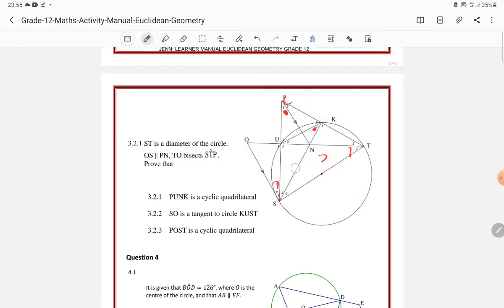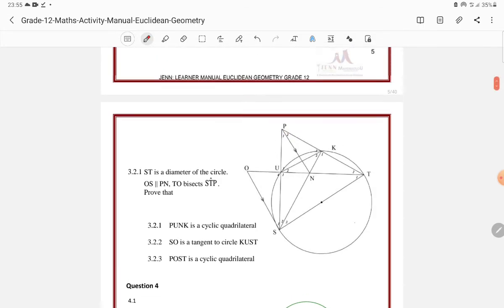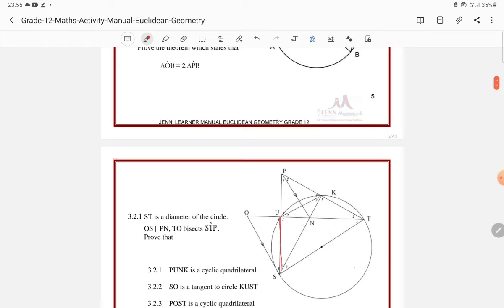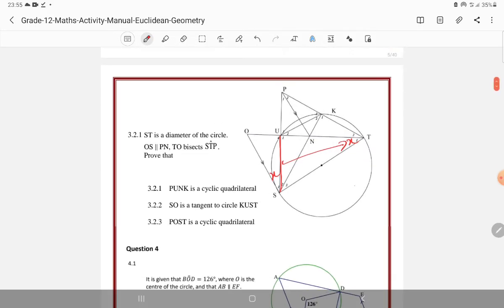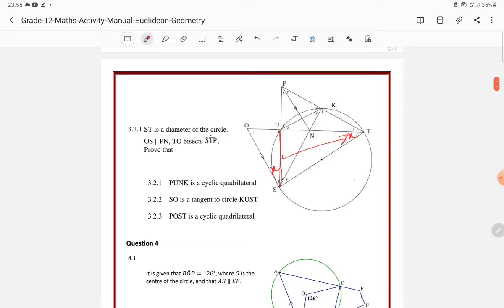So the idea was to prove that the angle between the chord and this line is equal to the angle subtended by the very same chord at the circumference of the circle. Once this angle is equal to that angle, that is what we were proving. So this OS, after all this proof, is now the tangent to circle KUST.